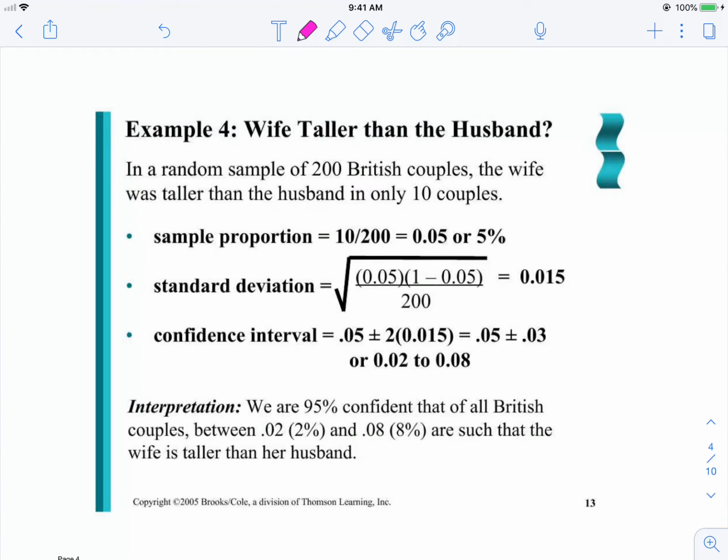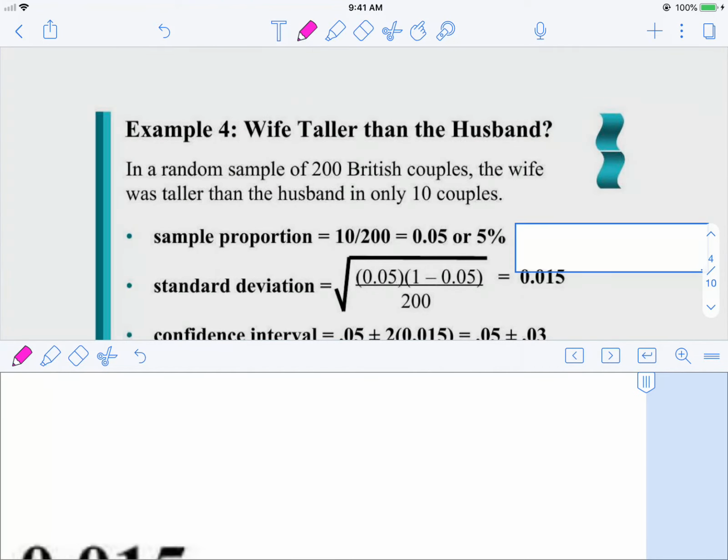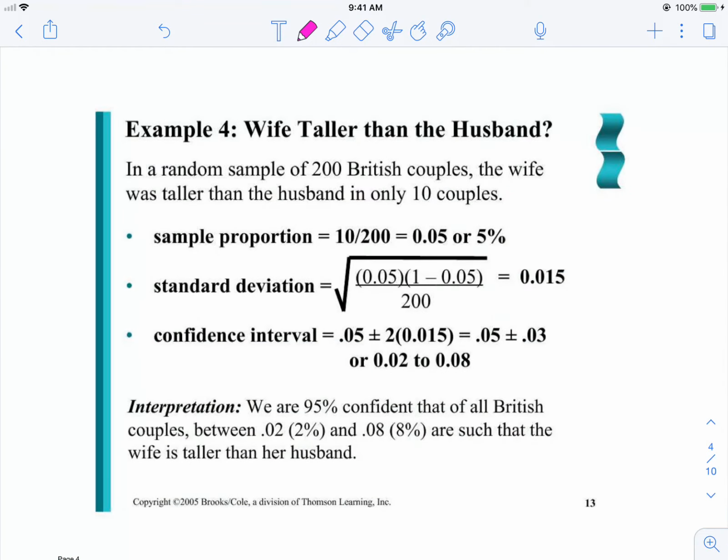We've seen some of these problems over the last few weeks. We saw an example where we're looking at if the wife is taller than the husband. It took a random sample of 200 British couples. The wife was taller than the husband in only 10 couples. So that proportion, p hat, is 10 out of 200, or 5%.